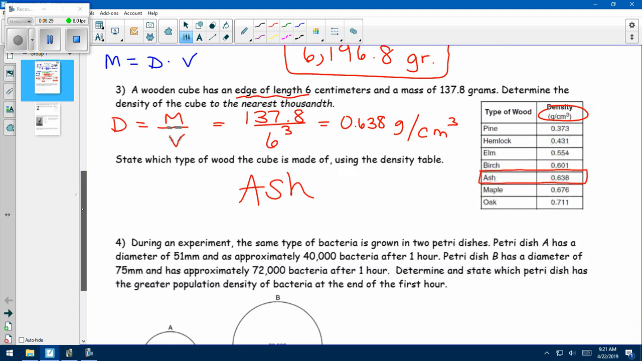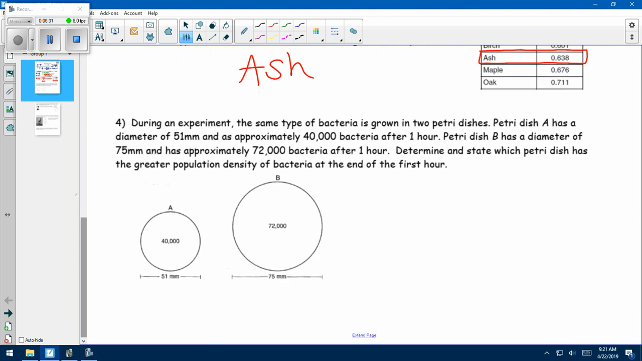The last thing we're going to talk about on this first page here is in number 4. It's a little bit of a different type of density calculation. We're talking about bacteria growing in Petri dishes. And we have Petri dish A and Petri dish B, each with a certain number of bacteria. So there's 40,000 in Petri dish A, there's 72,000 in Petri dish B, and we're given the diameters of each of those dishes. We want to find out which Petri dish has the greater population density.